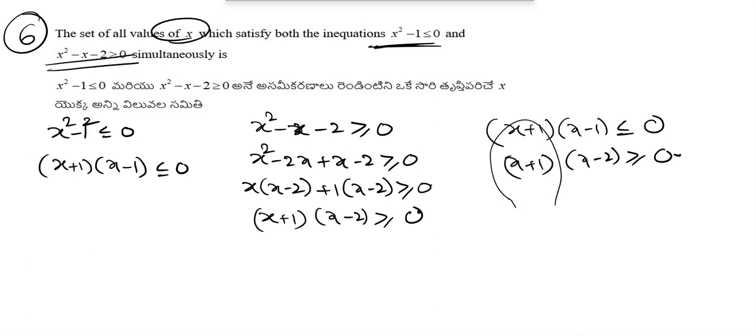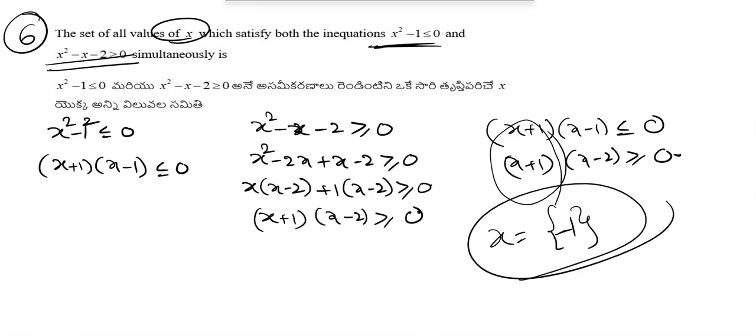Here the common value is x plus 1 is equal to 0. So the set of values of x is minus 1 only. This is the value of x, only minus 1.